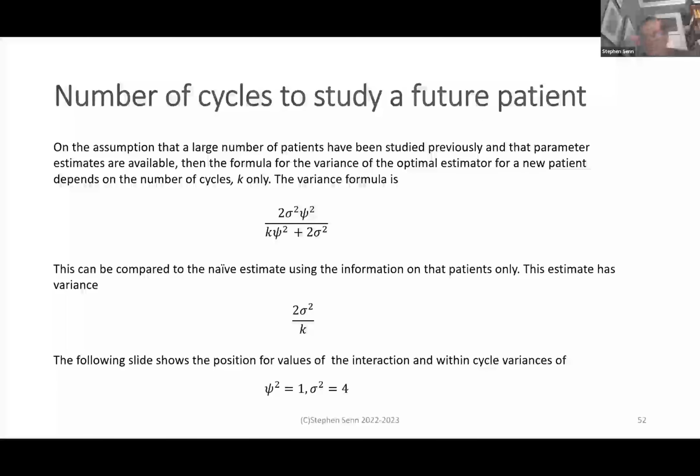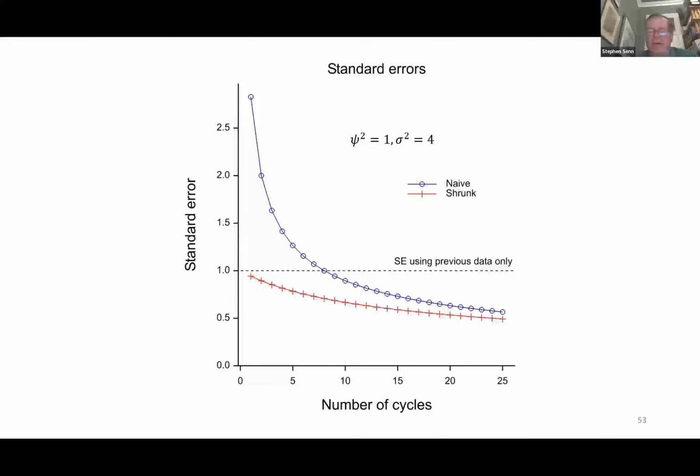I also have formula, again, I don't really have time to go into this, for the number of cycles to study a future patient, if for a particular purpose, you want to be able to guarantee for a particular patient, or not guarantee, but to predict some sort of probability of success long-term with a treatment, then you might want to do this. And here are some standard errors for two particular approaches, or three, in fact. I've got the standard error using previous data only, which I've fixed to be equal to 1, just to illustrate here. And that's the psi squared variance essentially that is relevant here.